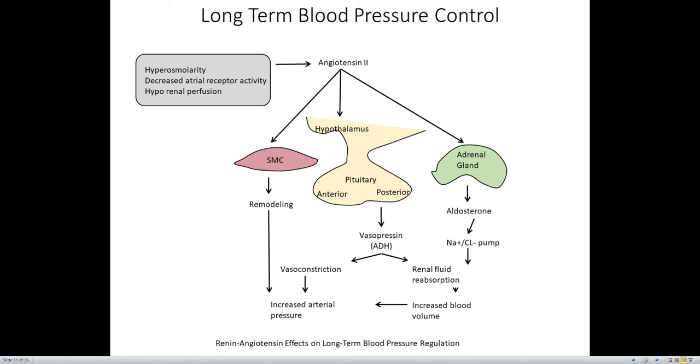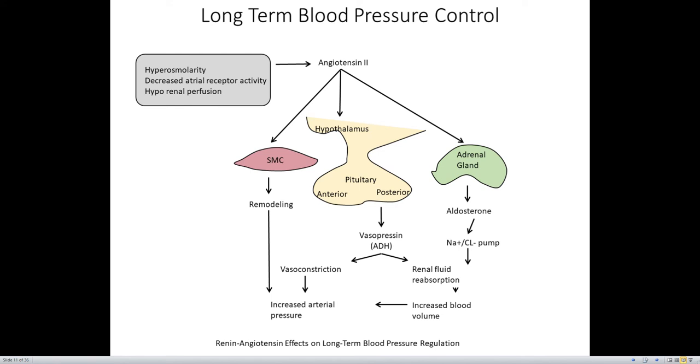Okay, so now that we have the basics of short-term blood pressure regulation under control, I just want to mention long-term blood pressure regulation or control. And that really happens at the kidney level. So when the kidneys recognize hyperosmolarity in the blood, or there's signals from the atria, from decreased atrial receptor activity, the baroreceptor activity we were talking about earlier, sympathetic stimulation, or hypo renal perfusion, the kidneys are going to say, hey, I need more blood flow. So something's going on, something's not right.